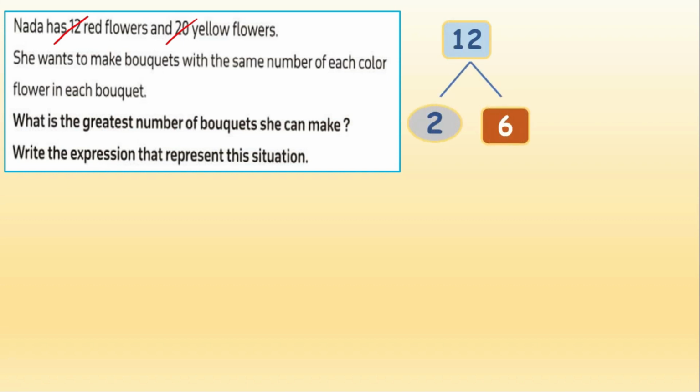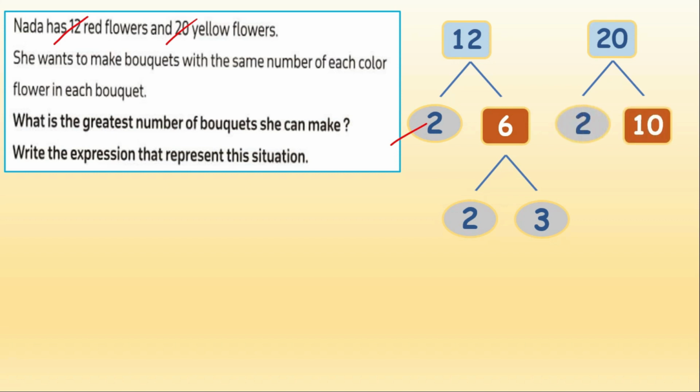12 equals 2 times 6. 2 is a prime, so 6 equals 2 times 3. 20 equals 2 times 10. 2 is a prime, so factorize 10. 2 times 5. Okay, now let's find the greatest common factor.